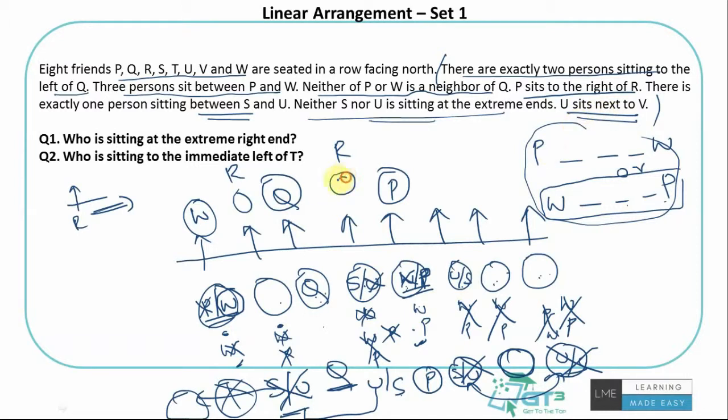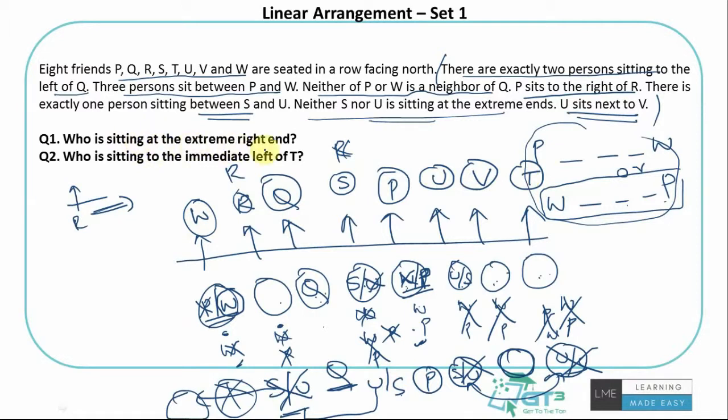So that means S should be sitting here and U should be sitting here, and obviously R is the one who is sitting here, and U sits next to V. So the left side of U is already occupied by P, there is only one neighbor left, that is V. So I have arranged W, R, Q, S, P, U, V. The only person left is T. So the arrangement is this: W, R, Q, S, P, U, V and T.